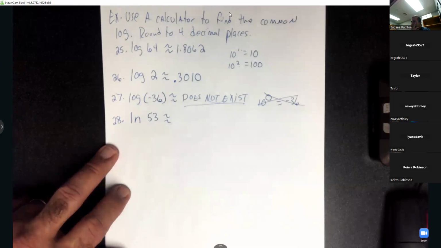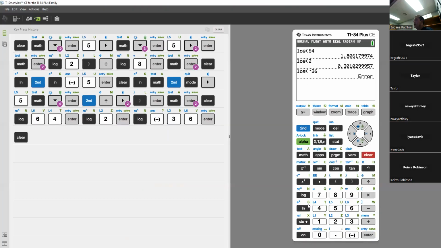Oh, so I got two different answers up here. So let's go to the calculator. Remember, the LN button is right on the front by the 4. So hit LN. What are we putting in? 53. And enter. So yeah, I'm going to go with the 3.9703.